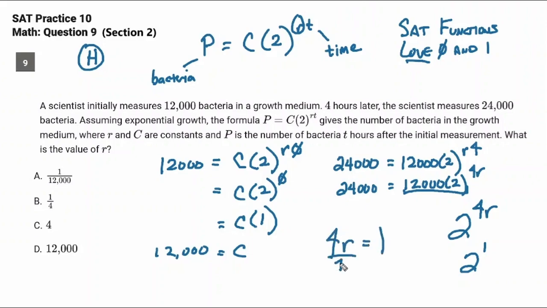And now it's very simple algebra. Divide by 4 on both sides. And you get R equals 1/4. You guys, that's it. That's the answer. It's B. There's some work to be done here. It's a hard problem, but it's totally gettable. Get it right and move on.